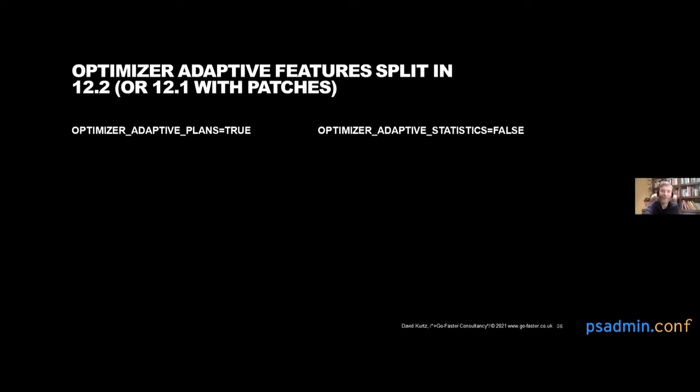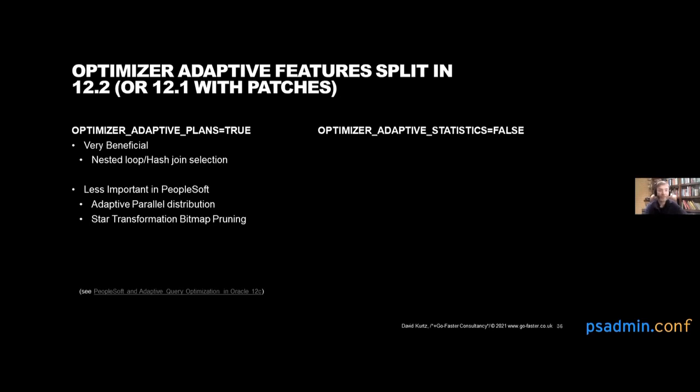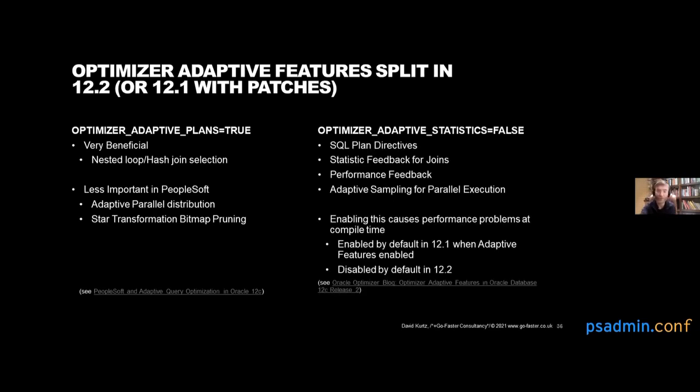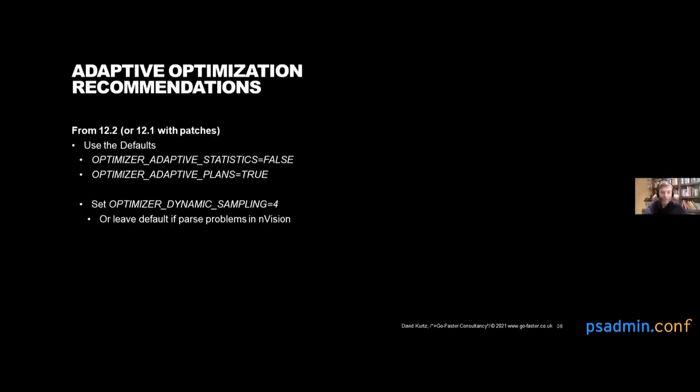So one of the first things people used to do in 12 was turn off adaptive optimization. If you've never turned it back on, once you get to 12.2 or 12.1 with, I think, the October 17 patch, these 2 parameters, just go with the defaults. Adaptive plans, mostly in PeopleSoft, is about swapping between nested loop and hash join. It nearly always does the right thing. Adaptive stats is where the parse intensive processing is. Oracle turned this off by default. Don't turn it on in PeopleSoft. It will kill you. You might want to consider setting dynamic sampling to 4 as well.